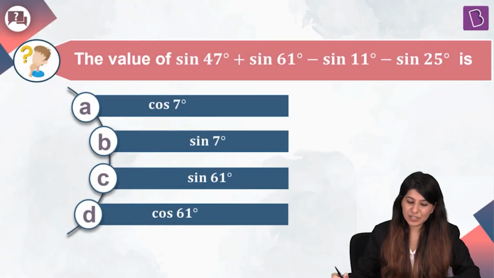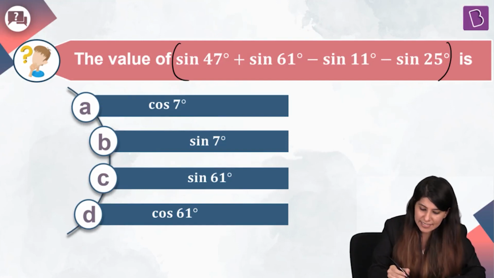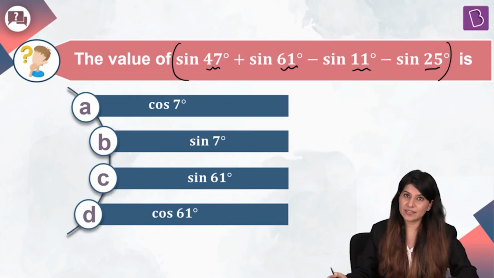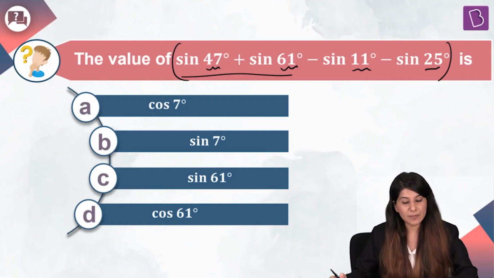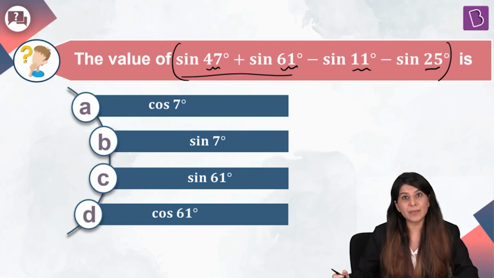In this question, we need to find out the value of this expression. And the moment I see this expression, the angles involved are not familiar angles. So let's focus on the first two terms, that is sine 47 degree plus sine 61 degree. To solve the first two terms, we need to apply some formula related to trigonometric functions.